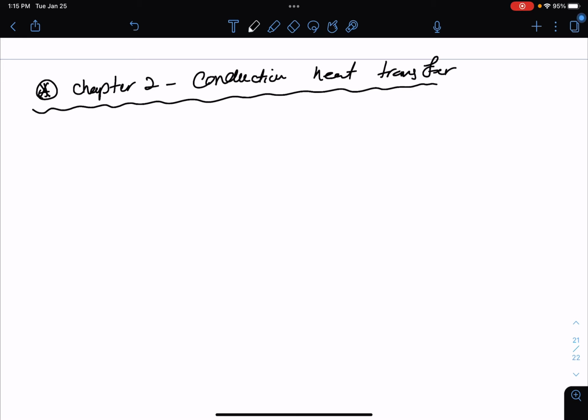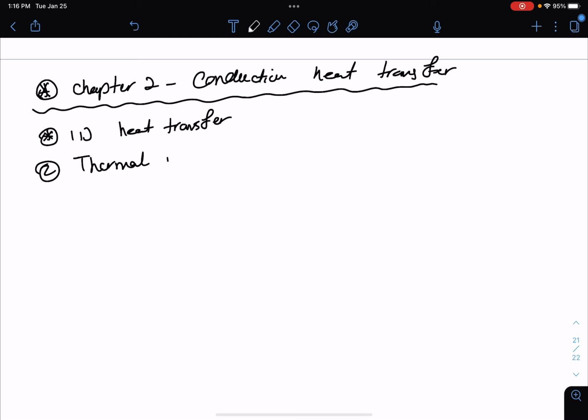So conduction heat transfer, we are going to start with whatever you have learned in your undergraduate heat transfer, like one-dimensional heat transfer, fins, all of those nice things, thermal resistance method. Let me write them down here. 1D heat transfer, and thermal resistance, and fins, which I assume we can cover all of these three topics today if you're fast enough.